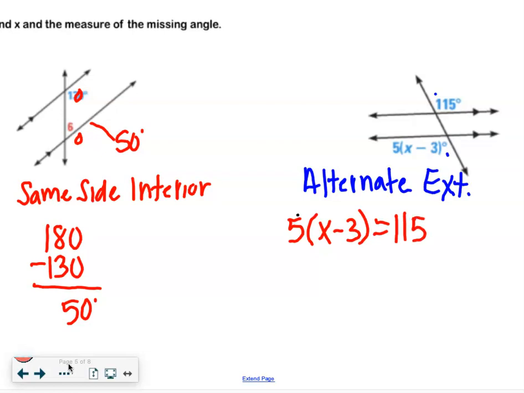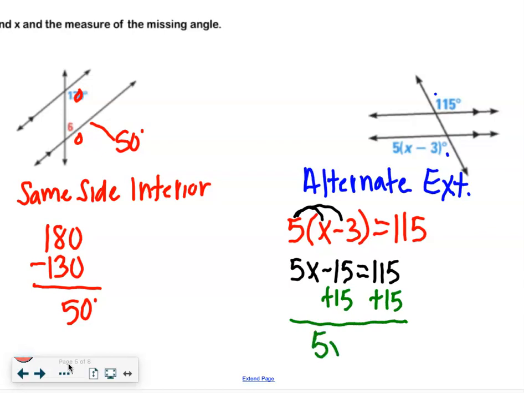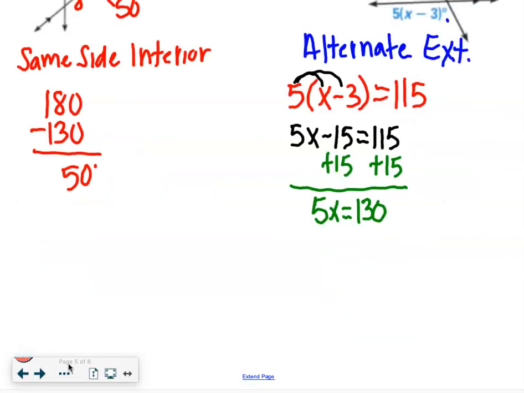What do we do first? Distribute. So I'm going to get 5x, 5 times negative 3 is negative 15, equals 115. Add 15 over. So now we're left with 5x equals 130. Divide out, x equals 26. Good job. Let's try the next two.